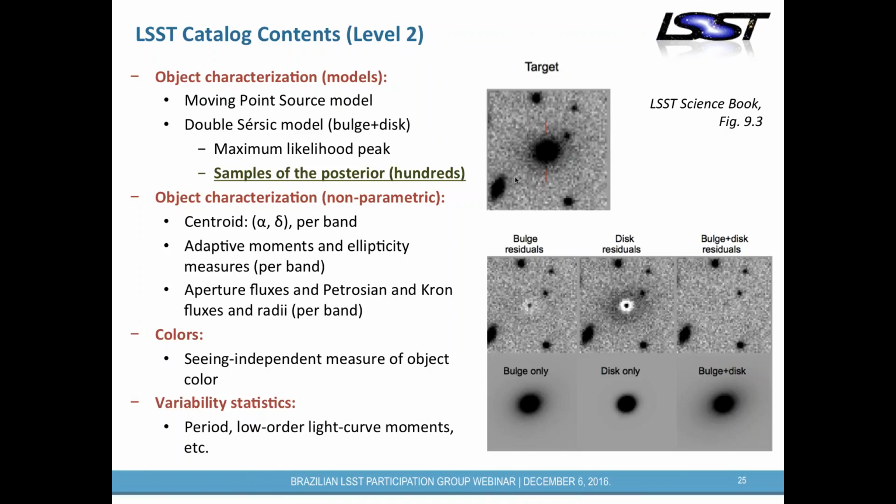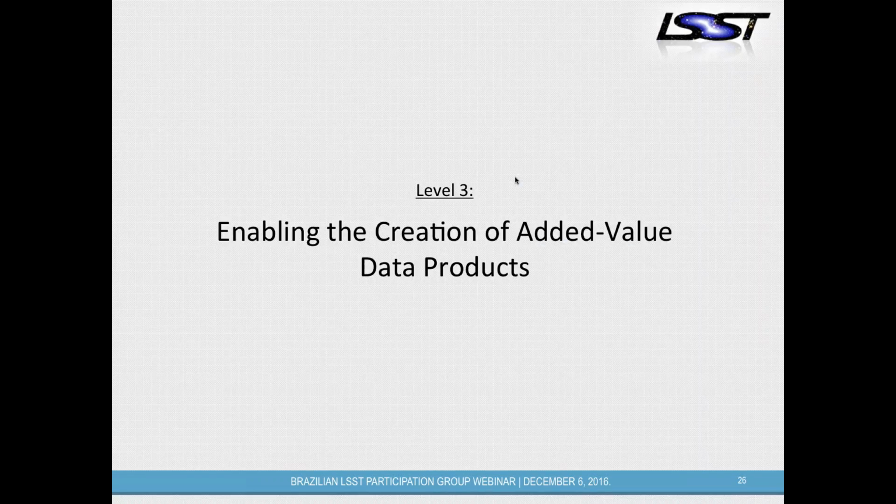So this, I hope, gives you an idea of what level 1 is going to deliver and what level 2 is going to deliver. For the final 15 minutes or so of the talk, I'm going to talk about what level 3 might be and what services we want to provide to enable you, the community, to create these added value data products and also to do analysis of LSST data close to where the data is, at the LSST Data Access Center.